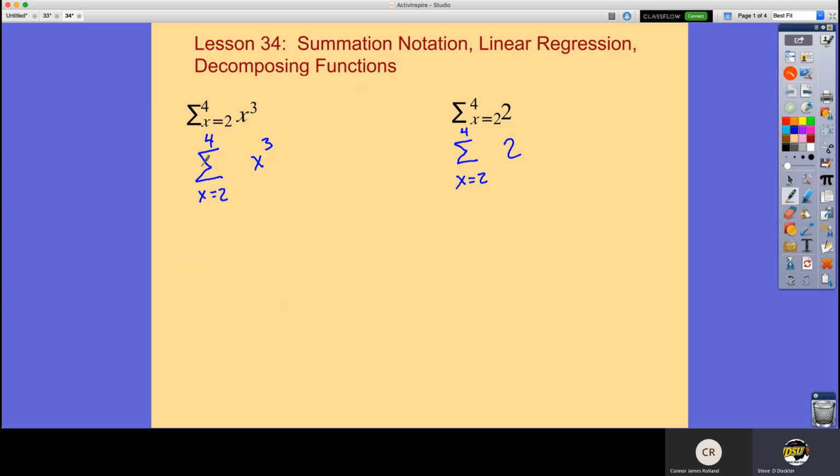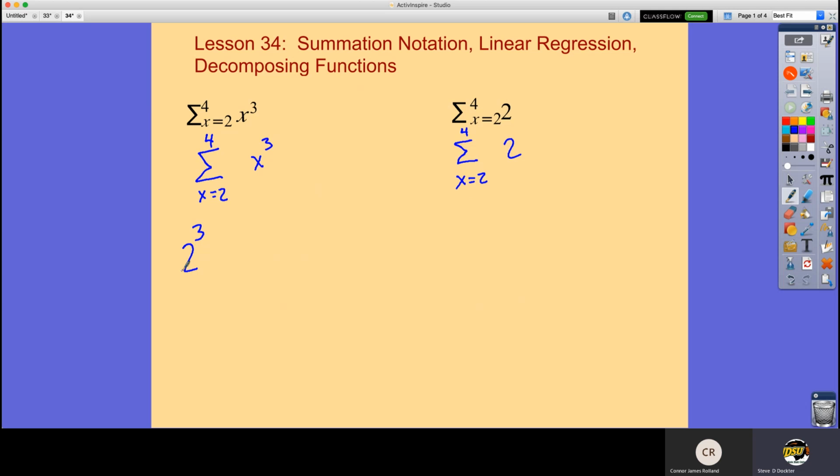And you can kind of program it how you need to. All right, but what this stands for math-wise is the bottom tells us our starting point, the top tells us our ending point. And what we're going to do with that is we're going to plug it into our function. So what this means is we're going to start with 2, and we're going to put a 2 in wherever we see an x.